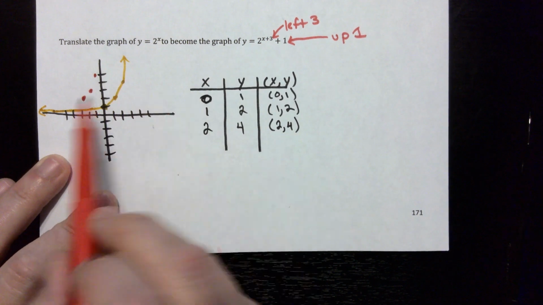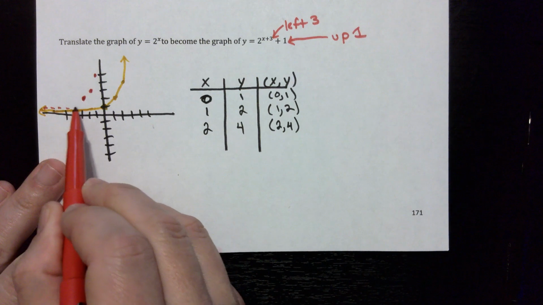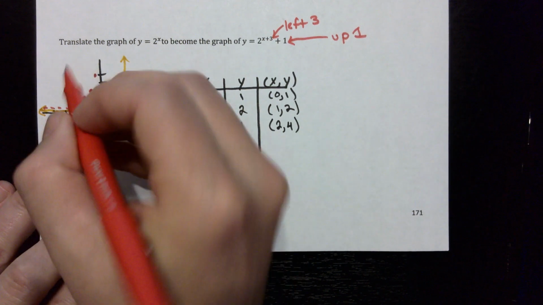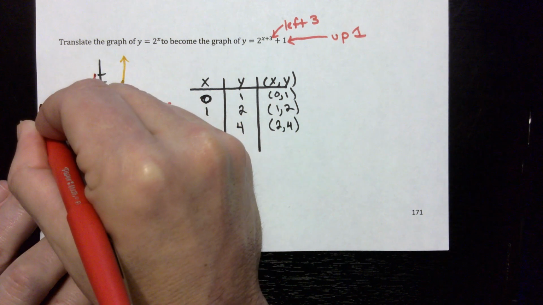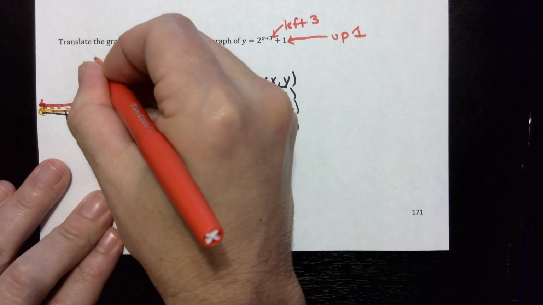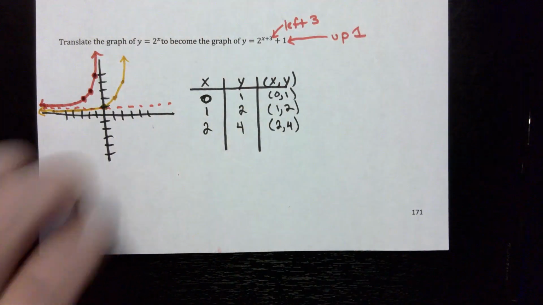Our new asymptote, since this graph has been shifted up by 1, is here. That's the line that we can't cross now with the red one. So it's going to hug that line right there and go up. So there are my 3 shifted points. And that's it.